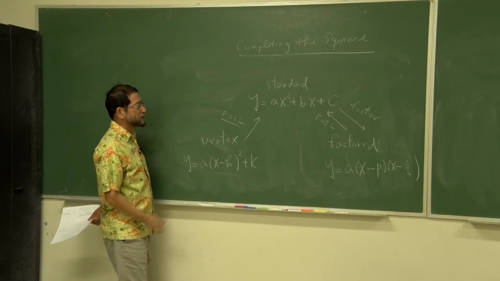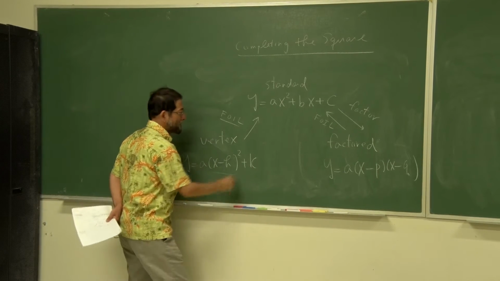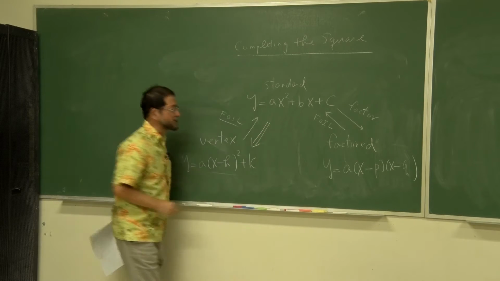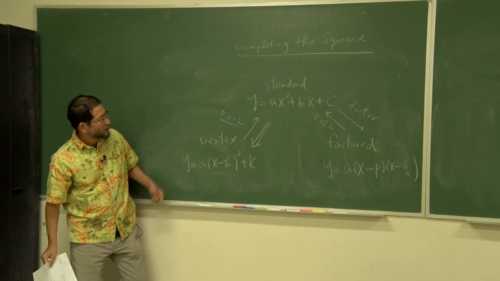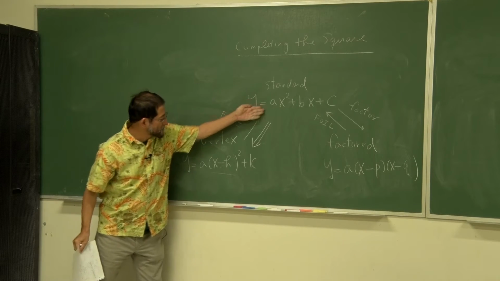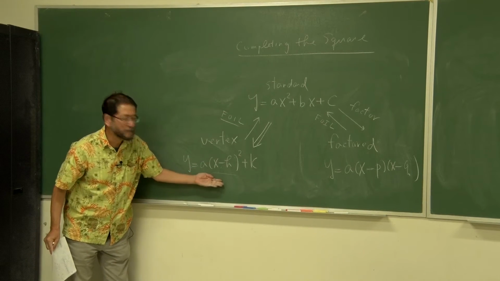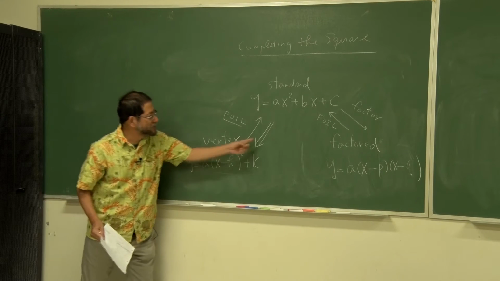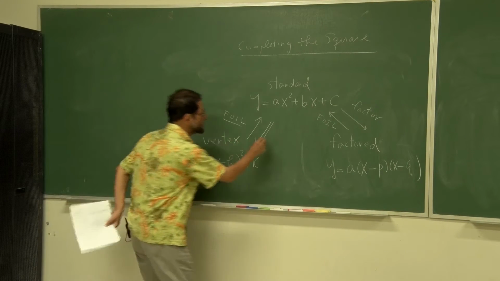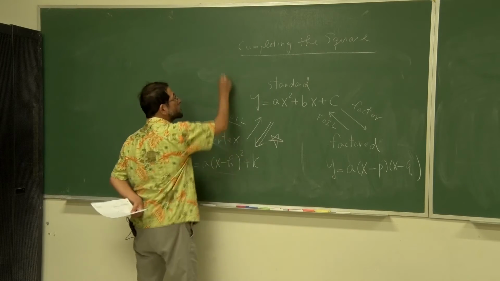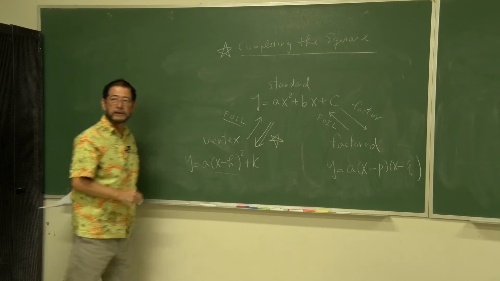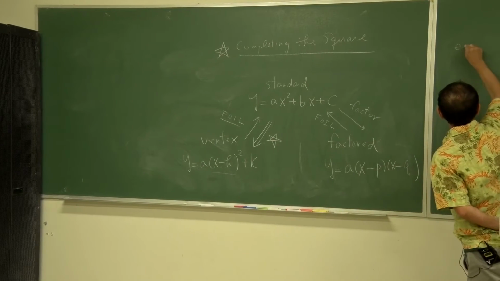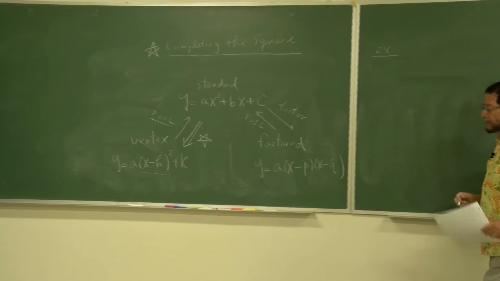Now the hardest one is this direction here. Given the standard form, how do you get the vertex form? Today I want to focus on this technique, and this technique is called completing the square. Let me do an example here.